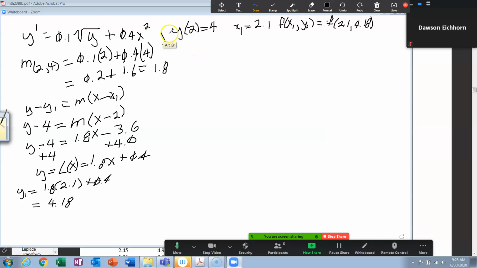y sub 2 would be y sub 1 plus h times f of x1, y1. Let me take out this parenthesis.